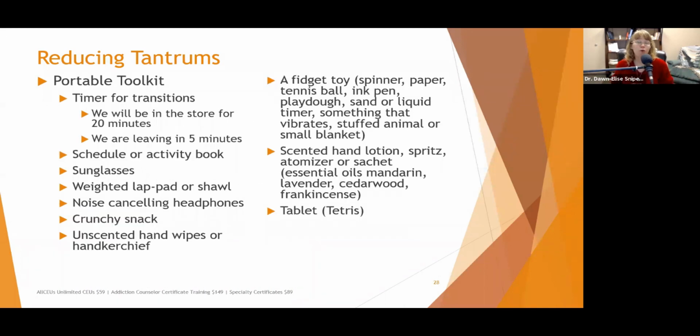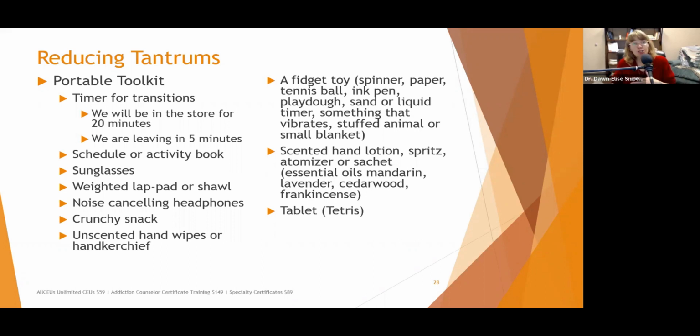Bring with you a portable toolkit whenever possible, and if it's a person with autism, they can carry it with them too. They may be able to function independently. A timer for transitions. So if you're going to be in the store for 20 minutes, they can set their timer for 20 minutes. A schedule or activity book, sunglasses, a weighted lap pad or shawl, noise-canceling headphones, a crunchy snack, unscented hand wipes or a handkerchief, a fidget toy of some sort that they can use for their hands.